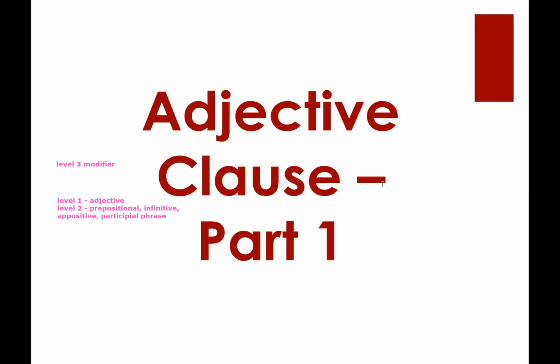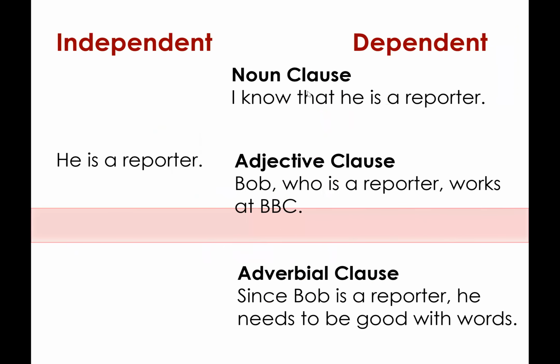A clause is something with a subject and verb. So remember this: unlike a phrase, it has a subject and verb. And an adjective clause is not a sentence on its own. It needs to be paired with an independent clause to form a complete sentence, which we call a complex sentence.